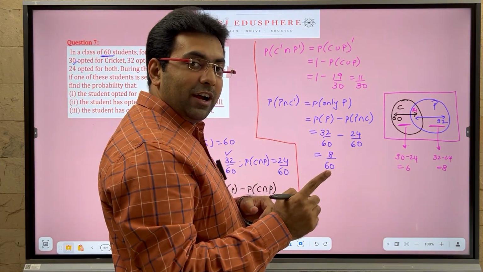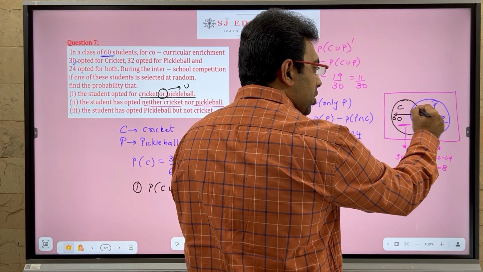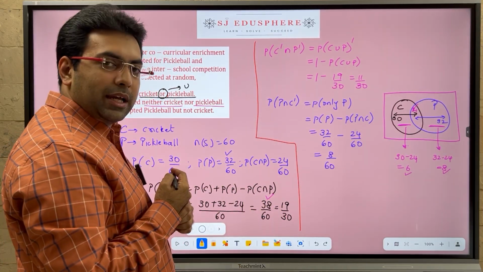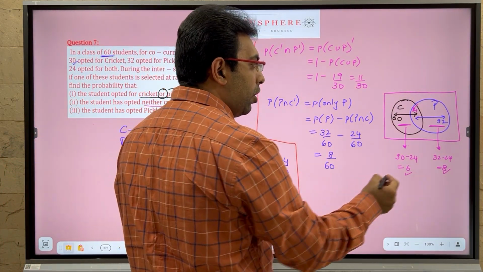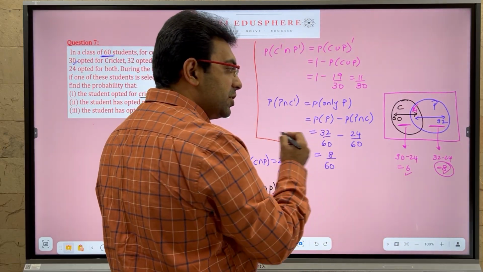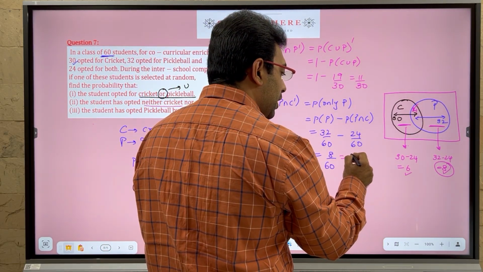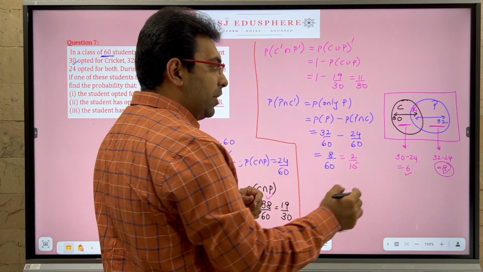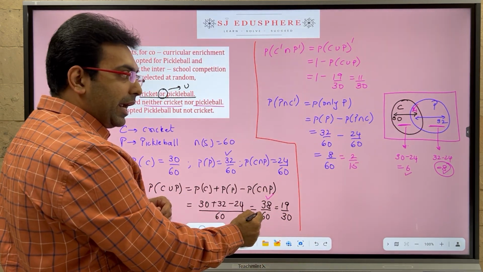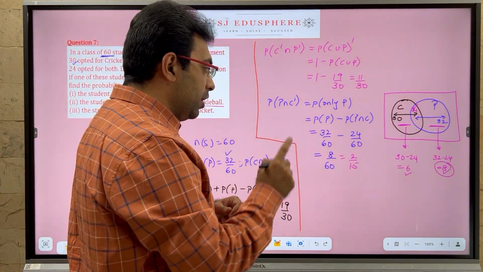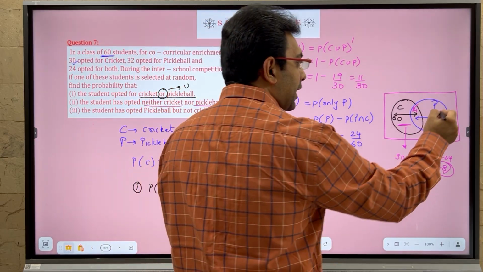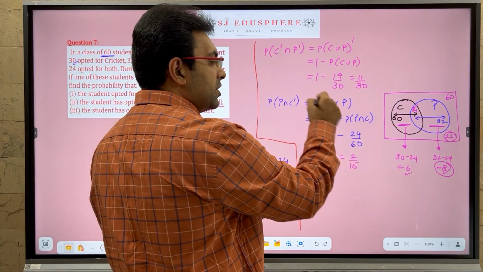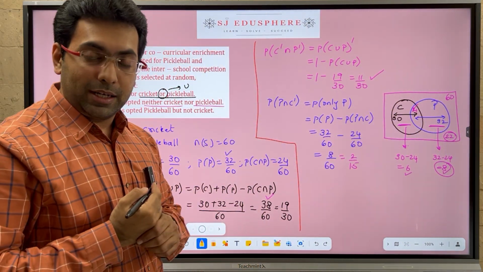And hence, I verify my answer. 6, 24 and 8 add to 38, which means my answer here is correct. When I say only pickleball, that value over here is 8, which matches, which in the least fraction you will write over here as 2 by 15. And when you know both circles are adding to 38, the students who have not opted for pickleball or cricket, from 60, if I remove that, I'm left outside with 22, which comes over here to 11 by 30.